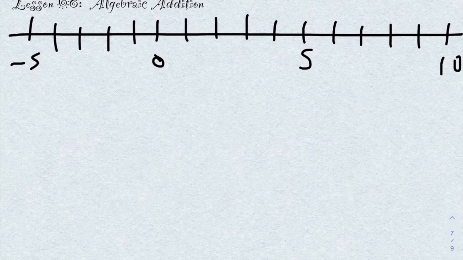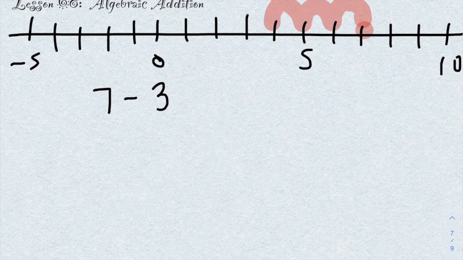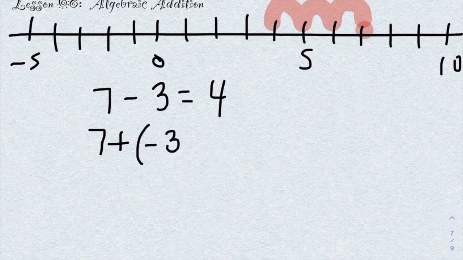Okay, so let's say I have this nifty number line here, and I ask you, what is 7 minus 3? Well, you would probably go to 7, and then you'd minus 3. 1, 2, 3. That's going to give you a grand total of 4. Yay. But you can also think of this as 7 plus the opposite of 3 equals 4.